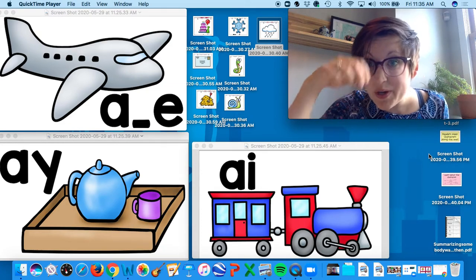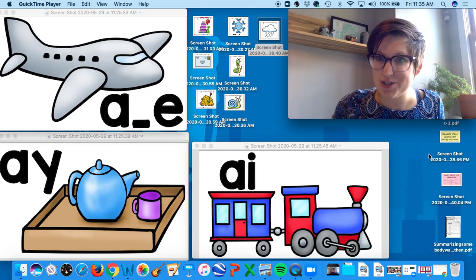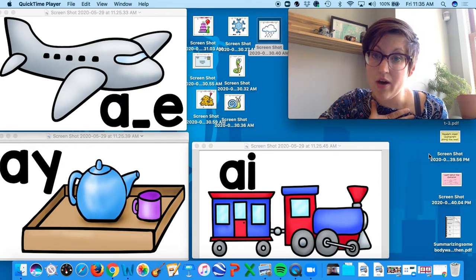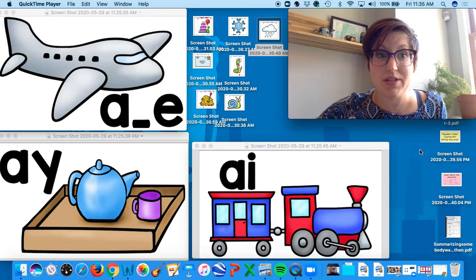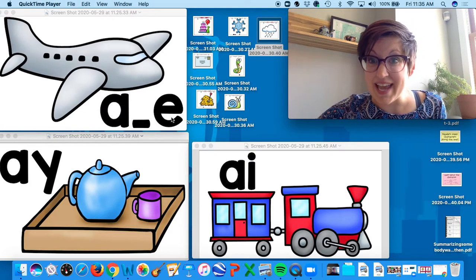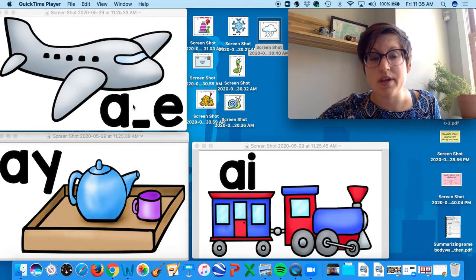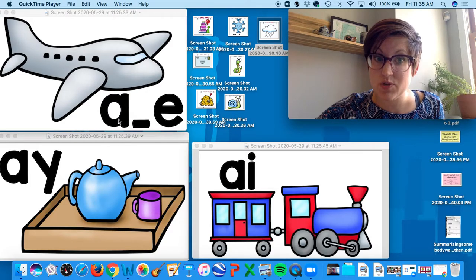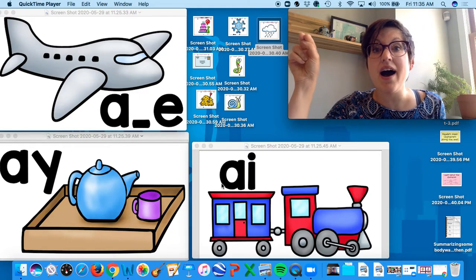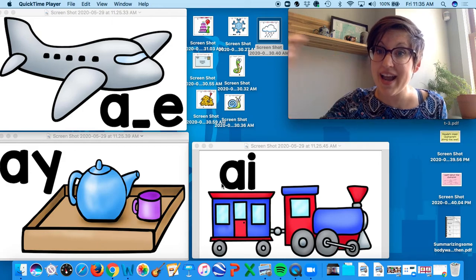So this week, we are going to be reviewing how to read and write long A words. Now, in first grade, we've learned 3 ways in which we can spell and read long A words, and they're here on my screen. The first one is where we have an A and then a silent E at the end of the word, like in the word plane, where the consonant N would be between the A and the E. We also learned that the digraph AI in the middle of the word can also make the long A sound, like in the word train.